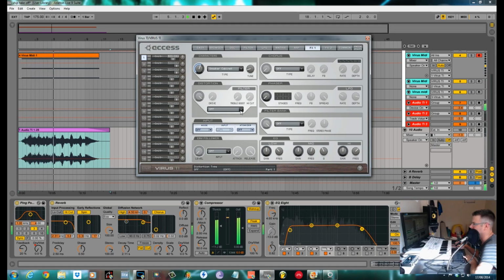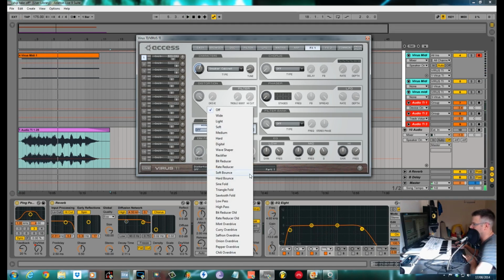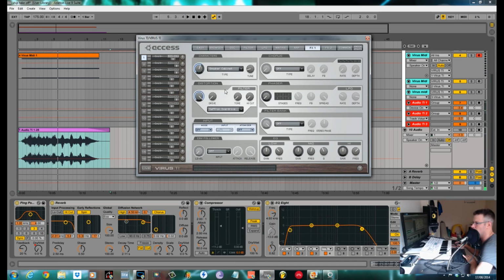Another layer of distortion now with Saffron Overdrive. This is described in the manual as the grungy one, which makes you think it's quite severe, but I like it. It's got some real nice subtle qualities to it as well. I think they named it wrong really. The mix I have just past 51, about 51 and a half, and the drive to about 40%.